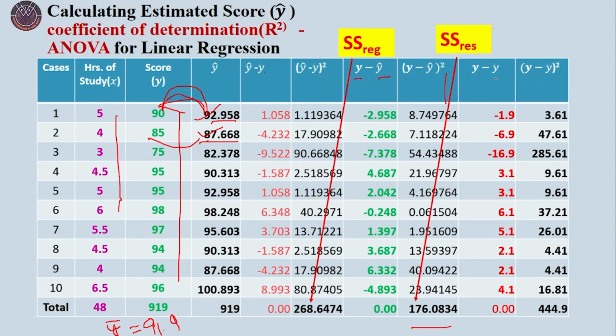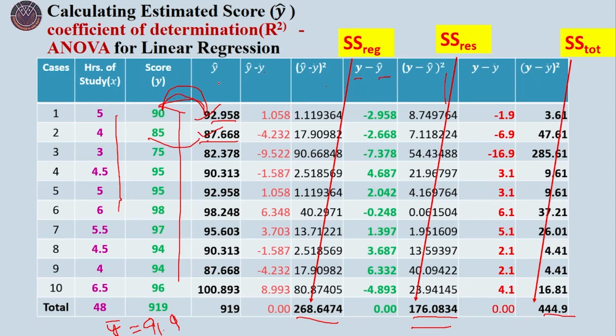Now the second last column gives you the total sum of squares. That means y minus y mean, the observed value and the mean value. If you subtract the y mean from each y, you will get this particular value. Suppose 90 minus 91.9 is minus 1.9. Similarly, you have got y minus y bar, and the last column gives you the sum of squares of total. So this particular value is the sum of squares of regression, this is the sum of squares of residual, and this is the sum of squares of total. So these three columns we have to obtain.